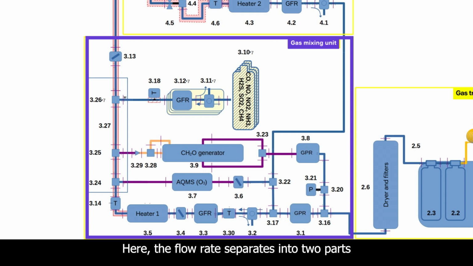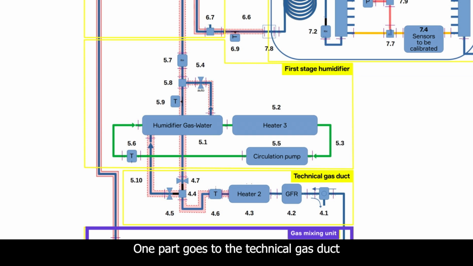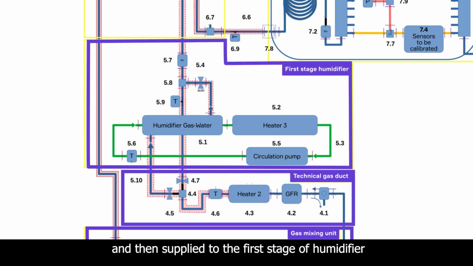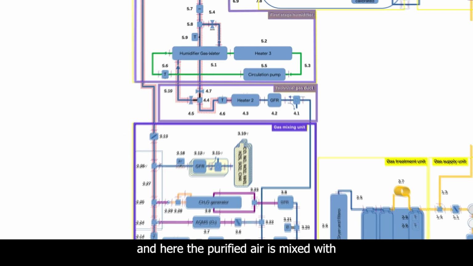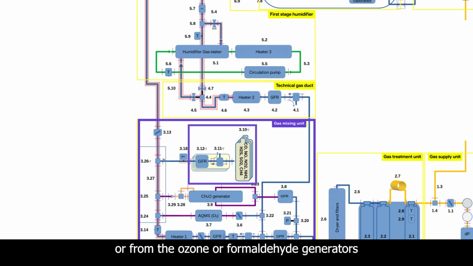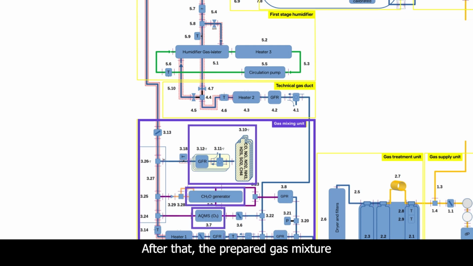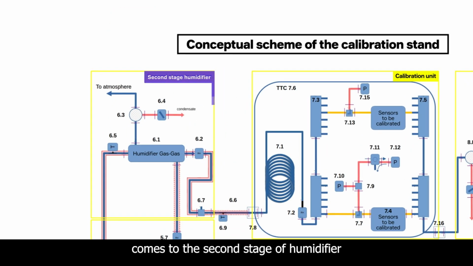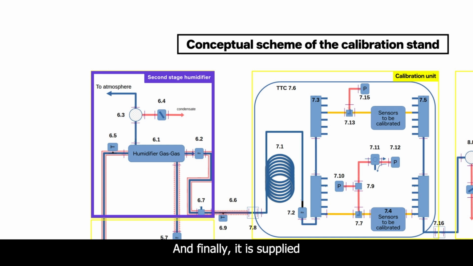Here the flow rate separates into 2 parts. One part goes to the technical gas duct and then supplied to the first stage of humidifier. The second part of the flow goes to the mixing unit, and here the purified air is mixed with calibration gases from cylinders or from the ozone or formaldehyde generators. After that, the prepared gas mixture comes to the second stage of humidifier.